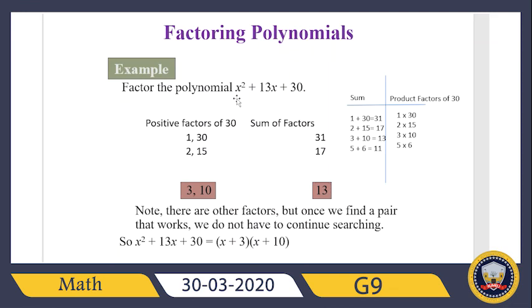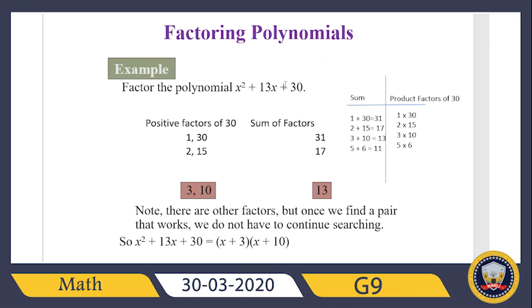I write x in the first term of each bracket, then I skip the second term and go for the last term. I check the sign. If the sign is positive, the two brackets will take the same sign as the middle number.